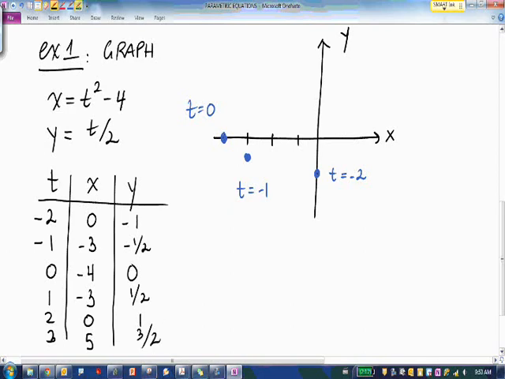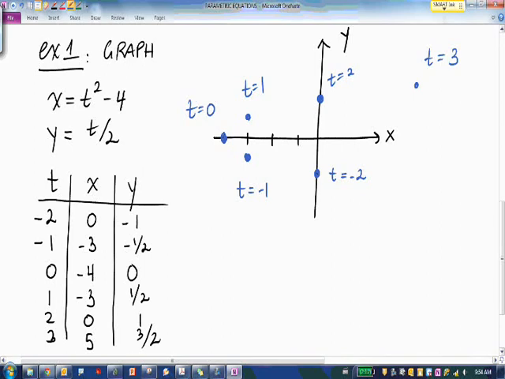Okay, so if we go ahead and plot those points. If we plot (-3, 1/2), you're up here. This occurs at t equal 1. At t equal 2, you're at (0, 1). So this is t equal 2, and then at t equal 3, you're way out here somewhere at (5, 3/2).